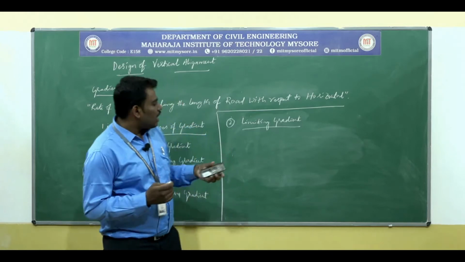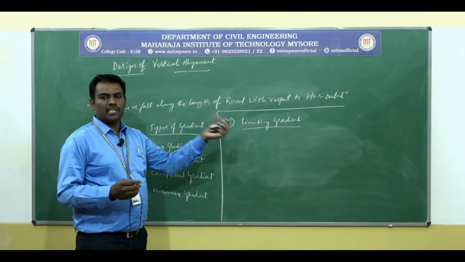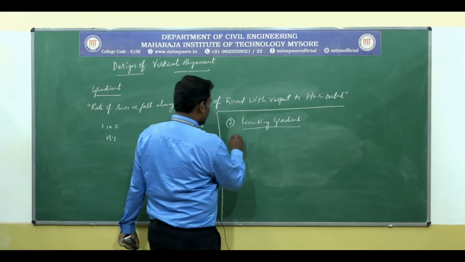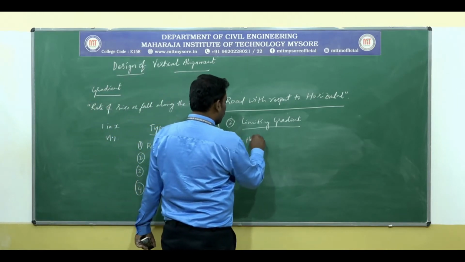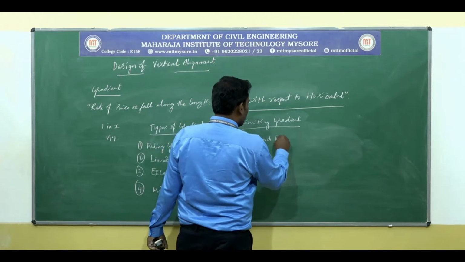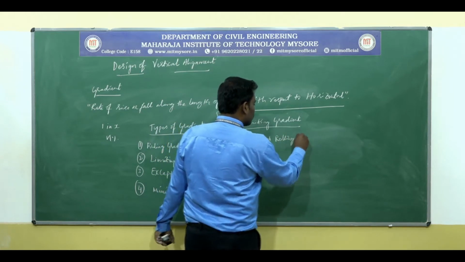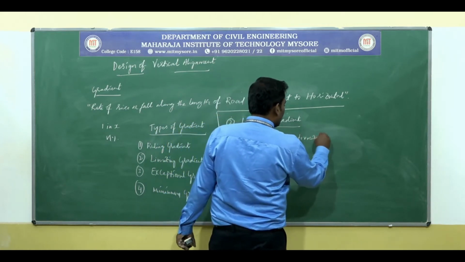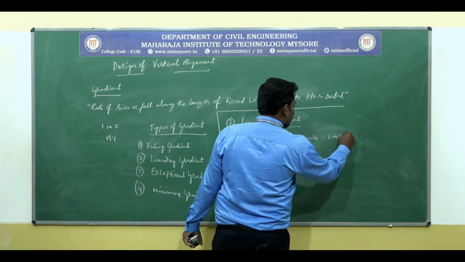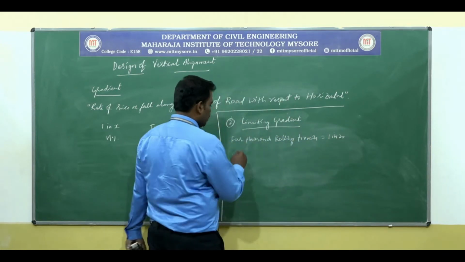Is it clear? And the IRC recommended values for the limiting gradients are, for plain and rolling terrain, 1 in 20, meaning 20 meter horizontal to 1 meter vertical.